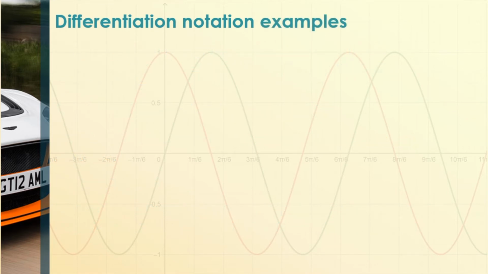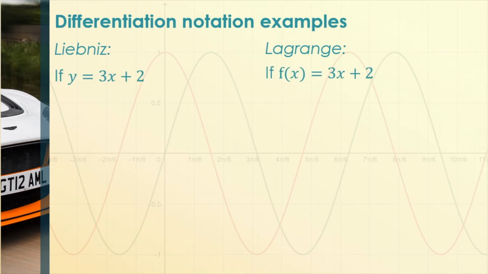Let's have a look at some examples of differentiation using both the Lagrange notation and the Leibniz notation. The Leibniz notation will be on the left and the Lagrange on the right. Our function is going to be 3x plus 2. With our standard notation that we're used to, we can let y be our function. So y is 3x plus 2. With Lagrange, we call this f of x. The function of x is equal to 3x plus 2.